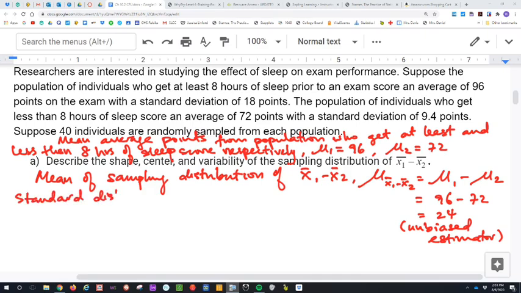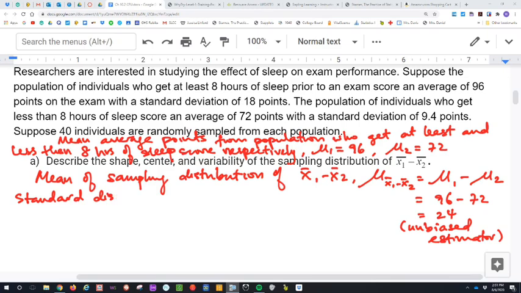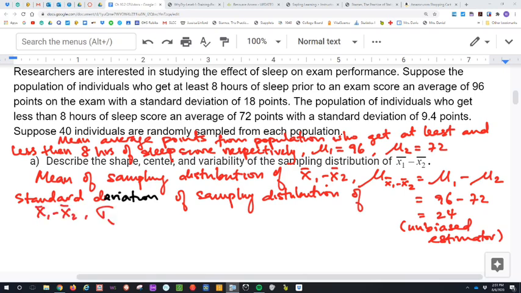So how about the standard deviation? Standard deviation, might be a typo. Oh no, so maybe let's backtrack. All right, let's see. Standard deviation of the sampling distribution of x1 bar minus x2 bar.